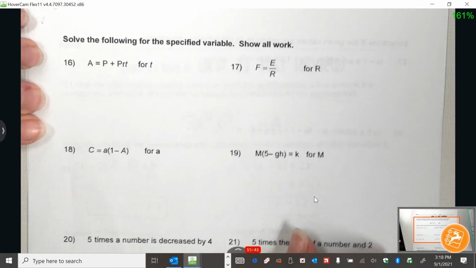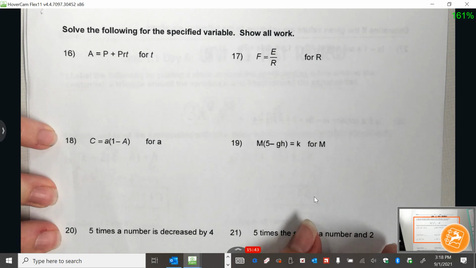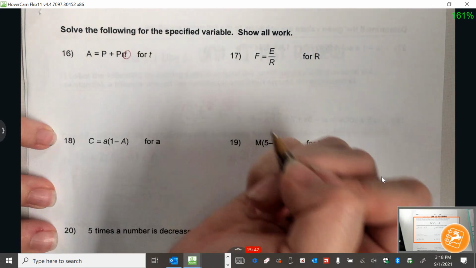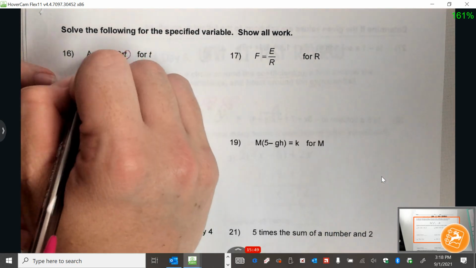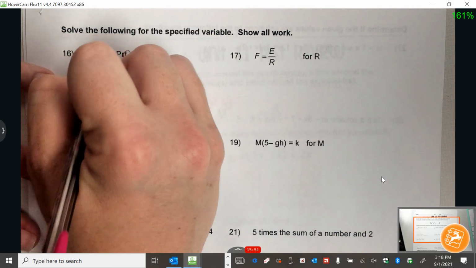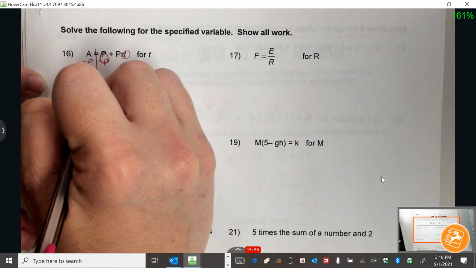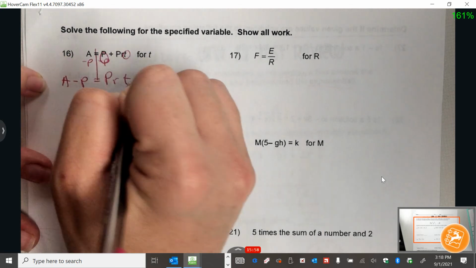Okay, let's look at number 16. Okay, all of these are literal equations, so we're going to solve for whatever it specifies. So this one wants me to solve for t. Well, I know I need to get rid of my addition and subtraction first, so I'm going to go ahead and subtract p from both sides. Now these are not alike, so I get A minus p equals prt, and I'm trying to get that t alone.